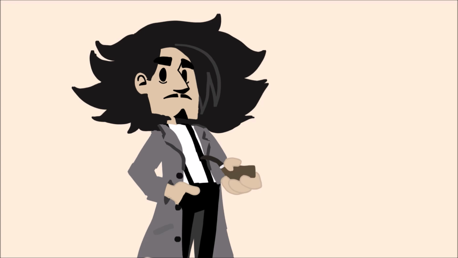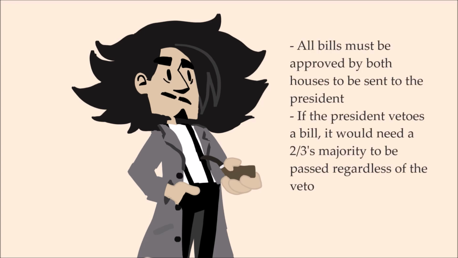Other important parts of Article 1 would be the following. All bills must be approved by both houses to be sent to the president, and if the president vetoes the bill, a 2/3 majority from both houses would be needed to go against the veto.